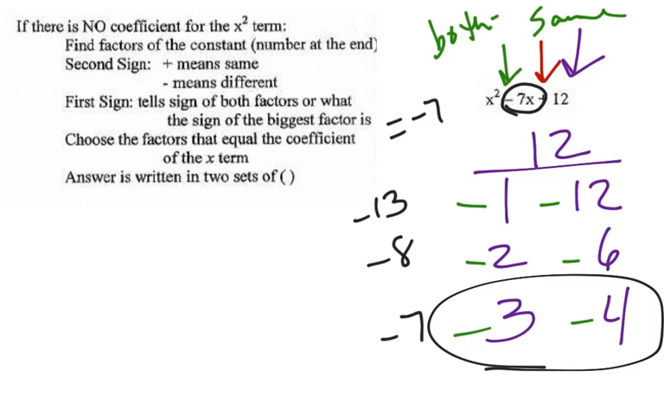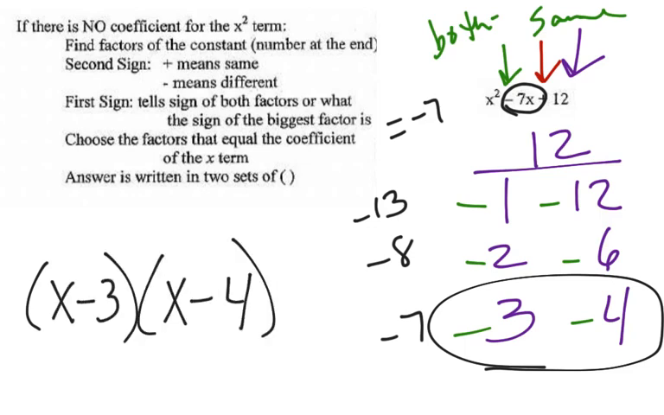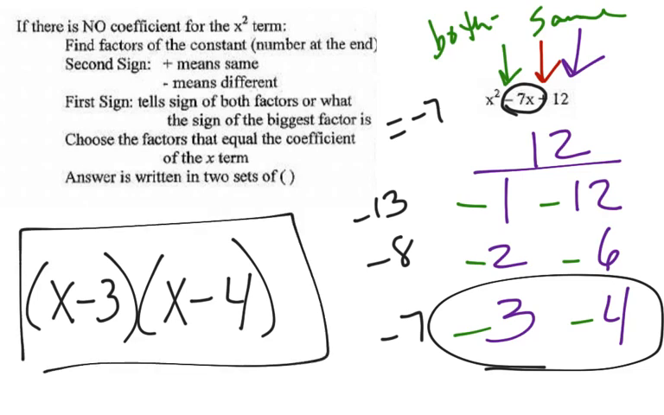You're going to take your two factors that you use, and you're going to make two sets of parentheses using whatever sign they have, and this will be your answer. So this is going to be x minus 3 and x minus 4. This is your answer. You have now factored the given problem.